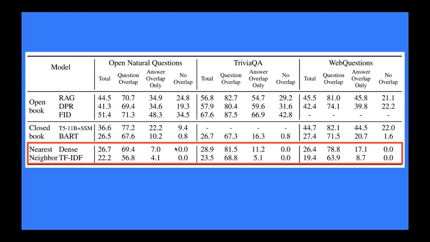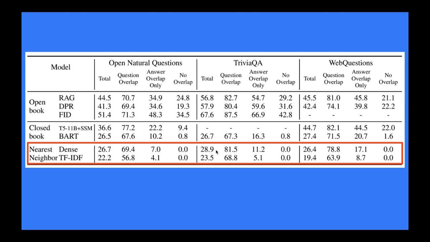And also in this kind of nearest neighbor model, you cannot really answer if the question and answer do not overlap in the training and the test data. And also, even if just the answer overlaps, it cannot be answered. This is so expected. So we just look at the question overlap category.